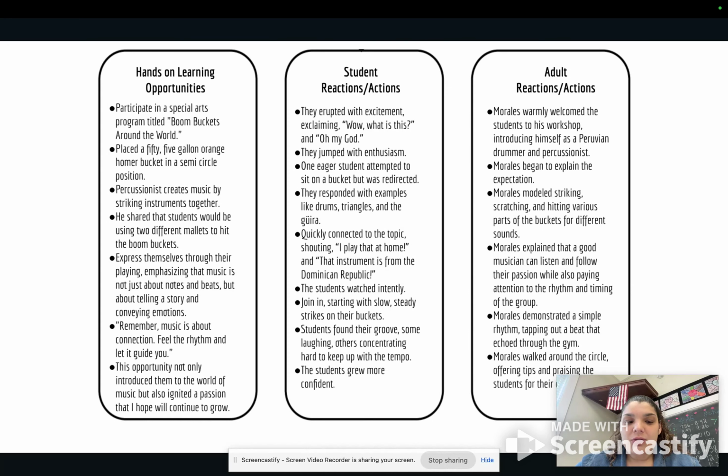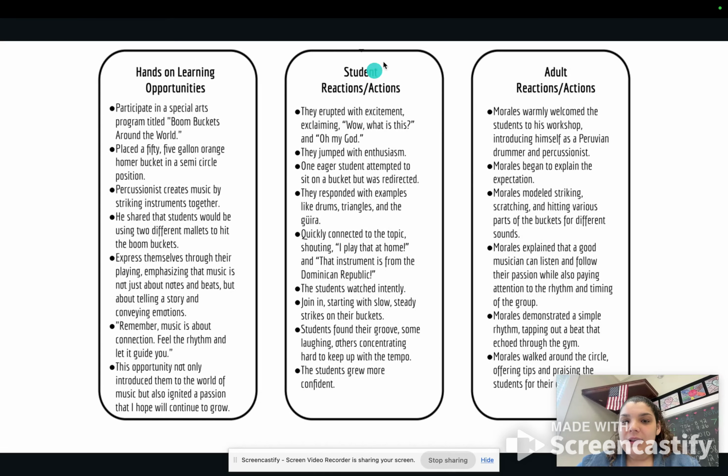Students had opportunities to express themselves through playing, emphasizing that music is not just about notes and beats, but about telling a story. We have the conductor of the workshop tell students to remember that music is about connection and feeling the rhythm and letting that guide you. This opportunity not only introduced students to the world of music, but also ignited a passion, right?